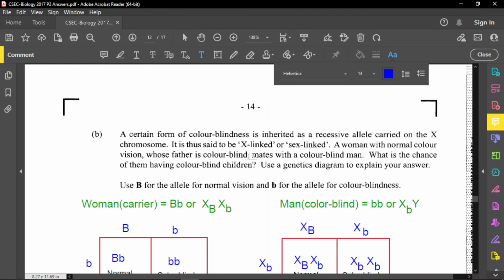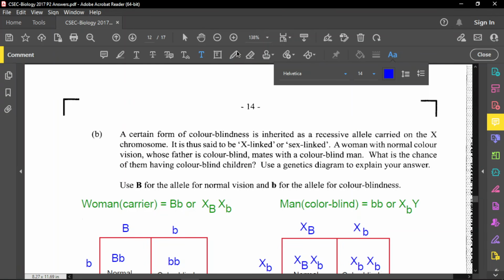And for the man to be colorblind, remember that a man only has 2 sex chromosomes, right? X and Y. And it's carried on the X chromosome. So if the woman's father is colorblind, it therefore means that his X chromosome must have the recessive allele.